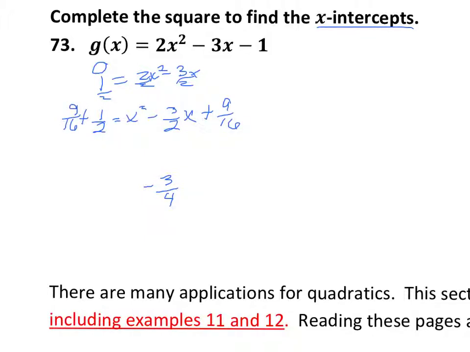Okay, let's fix the left side. So common denominator is 9 over 16 plus 1/2, right? So how many sixteenths are in half? What's half of 16? 8 sixteenths is 1/2, right? Because 8 times 2 is 16. If you're not sure, just times top and bottom by 8. So then we get 9 plus 8 is 17. So that's 17 over 16.